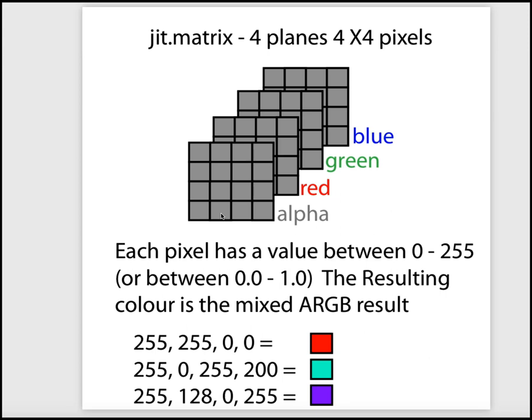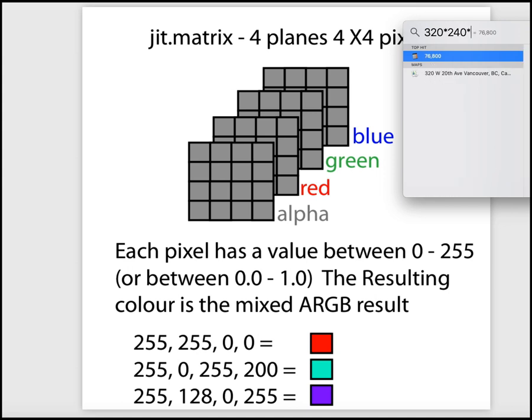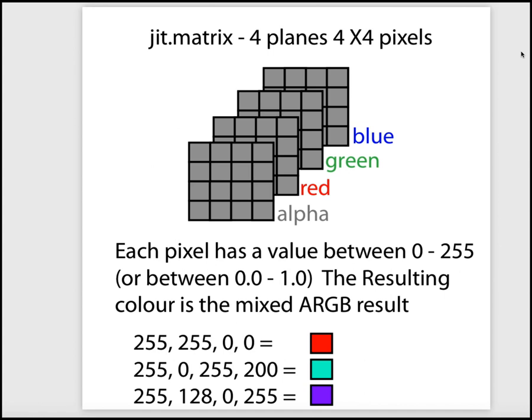Here we have 4 by 4 by 4. That gives us 64 values in total. If we have a video, let's say that is 320 pixels wide by 240 pixels high, then we have a much, much larger array of data. So if we put in 320 times 240 times 4, we have 307,200 pieces of data in that matrix.